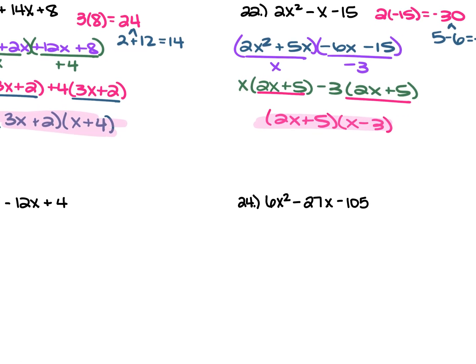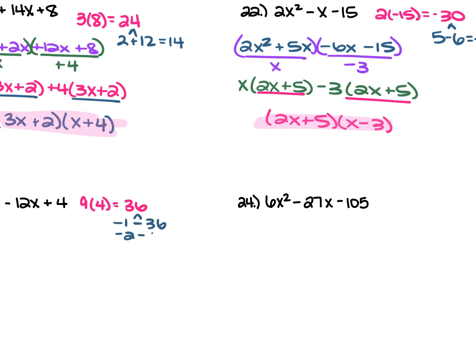Your next one you have is 9x squared minus 12x plus 4. You do not have a greatest common factor with this one, so multiply your 9 and your 4. That gives you 36. You want the factors of 36 that add up to be negative 12. Since that 36 is positive and that 12 is negative, both of your factors are going to be negative.